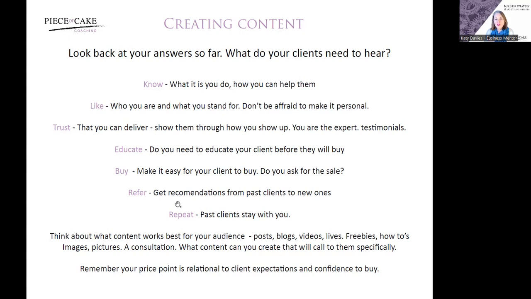So always remember that your price point, depending on the price of your products and services, is relational to your client's expectations and their confidence to buy. So as you're going through this process with all your different products and services, if you've got a £47 thing, the confidence to buy, their expectations, and the amount of information, contact and touch points you need to give them will potentially be less, not always, but potentially, than if you have a 6-month intensive program, which is £2,500 or something.